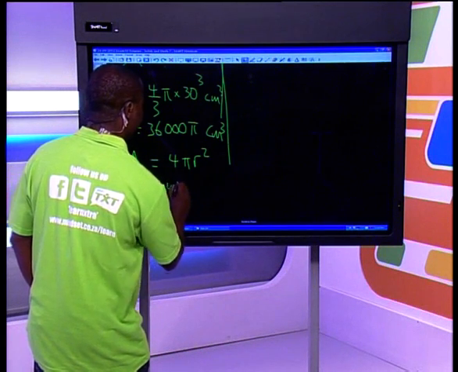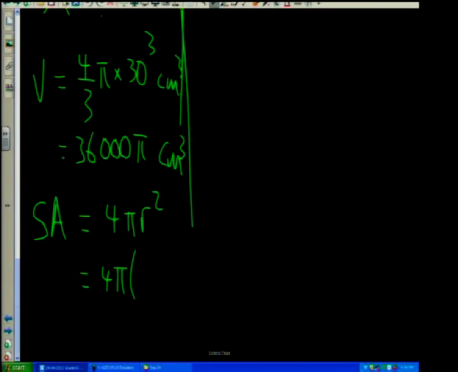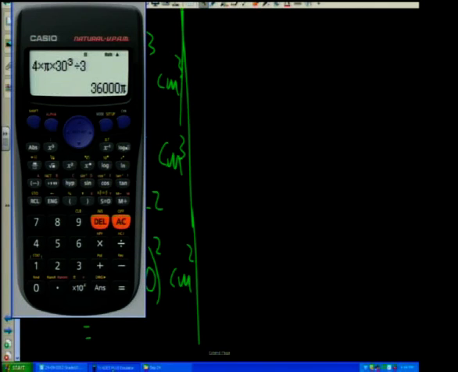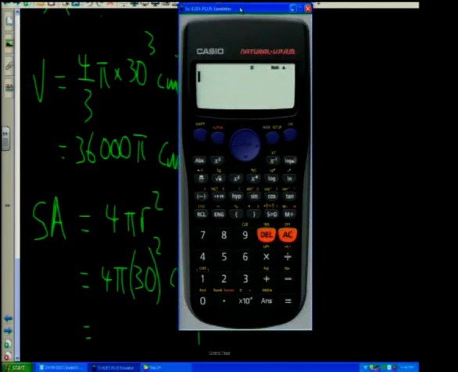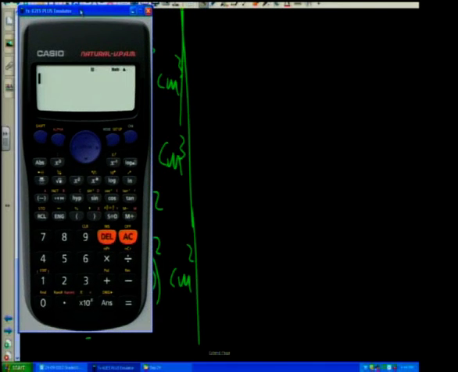This becomes 4 pi multiplied by, our radius is 30. We then square it. Our area must be in centimeters squared in that case. All right, so what do we end up with? My calculator tells me, what did I say we have here? Let's see. This is 4 pi times 30 squared.